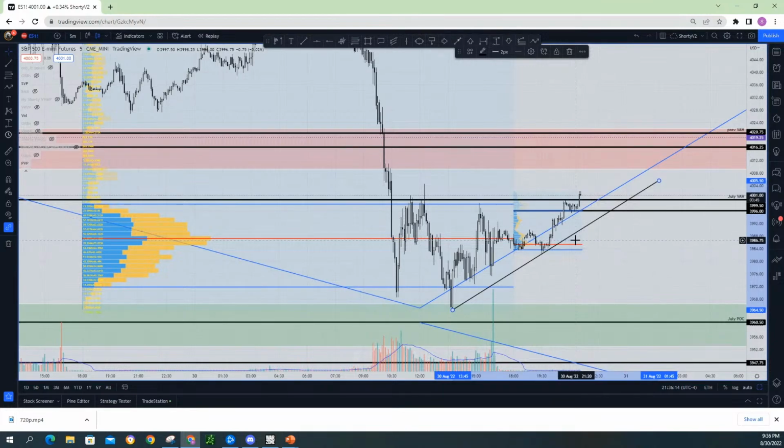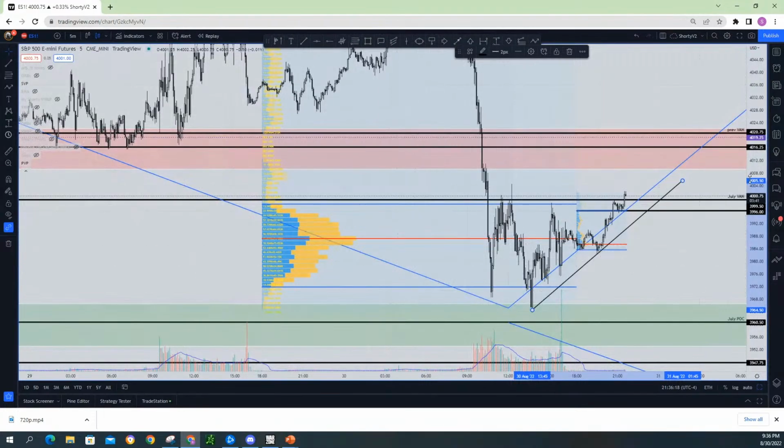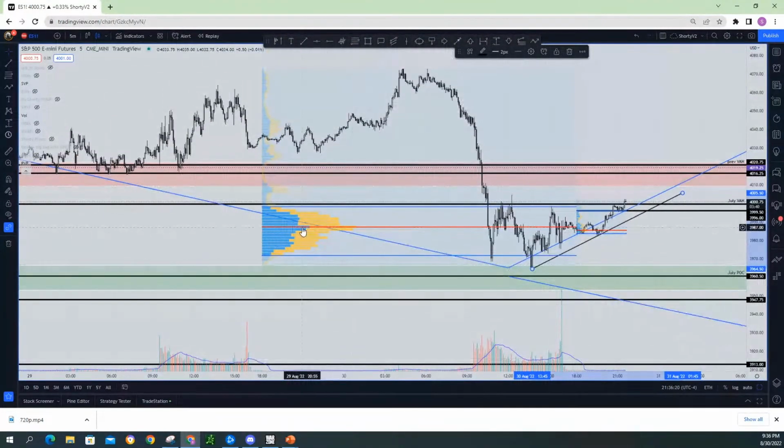And where do you get out? Does anyone have an idea? POC. Yeah, the previous day POC is actually really good. So 39.87. So you have 10 points pretty much free tomorrow on ES and SPX.